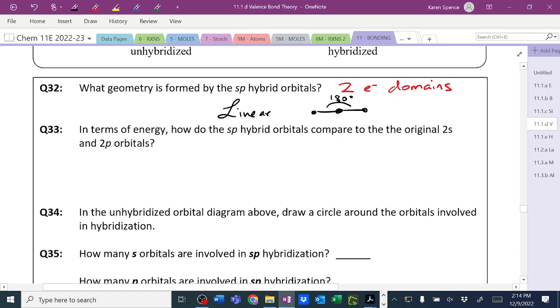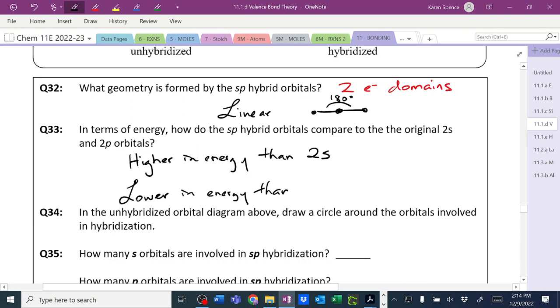In terms of energy, how do the sp hybrid orbitals compare to the original 2s and 2p? They're in between. They are higher in energy than the 2s, but they're lower in energy than the 2p.